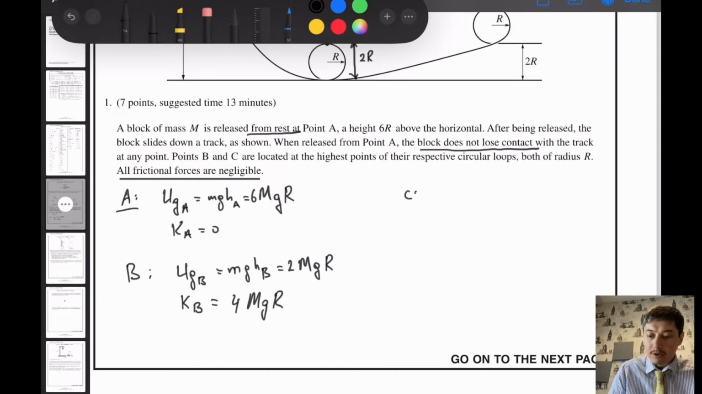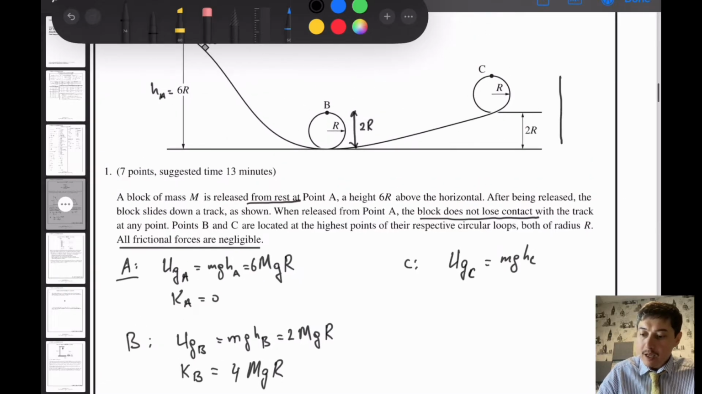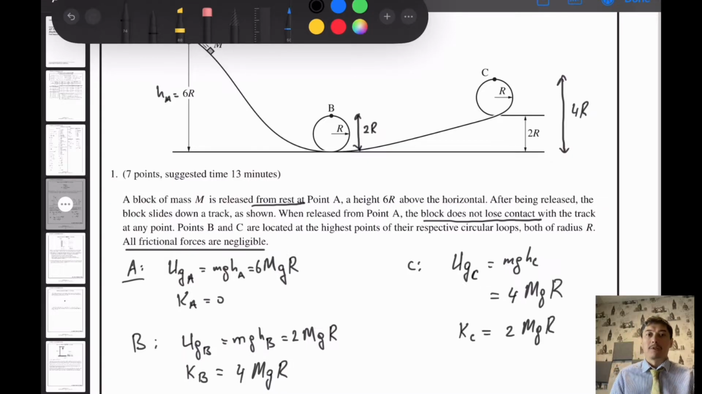Now, point C also, potential energy at point C is mg, height C. The height of C from the ground, 2r plus another 2r, 4r. So it's going to be 4 mgr. Thus, kinetic energy must be equal to 2 mgr, with the same logic as we discussed at point B.